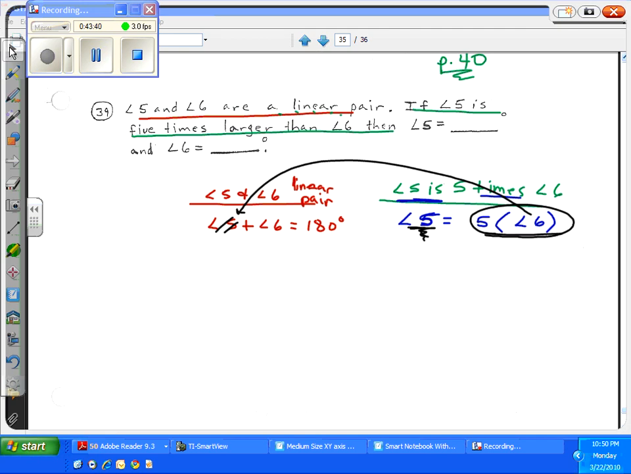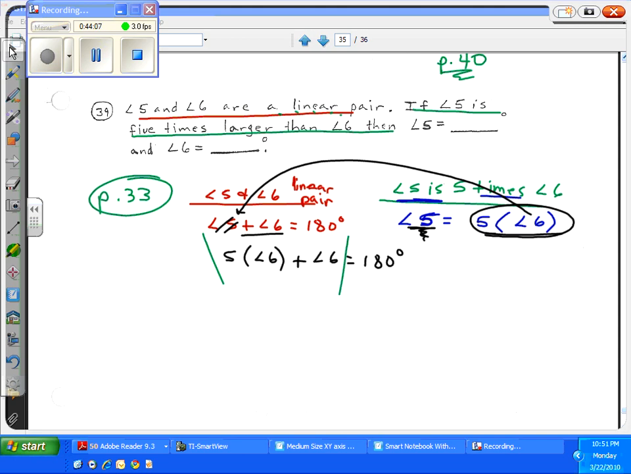So we're going to replace angle 5 with what it's equal to, 5 times angle 6. And so we have that plus angle 6 is equal to 180 degrees. And so now we're down to 1 variable, and so we solve using the order of operations. And the order of operations horseshoe is on page 33 of the Algebra 1 text. And here's how we said that.